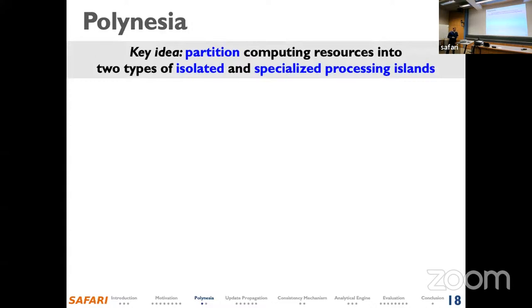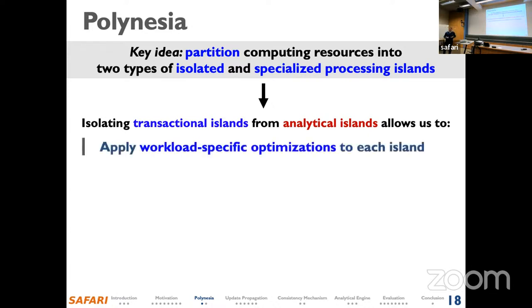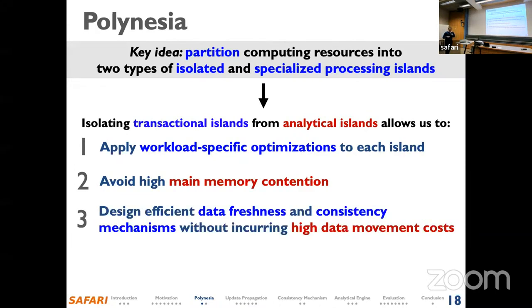So the key idea of Polynesia is to divide resources into different islands, which can be tailored for either transactional or analytical workloads. By isolating transactional workloads into transactional islands and analytical workloads into analytical islands, we can apply specific optimizations to each one of those islands because they are isolated. We can avoid high main memory contention by properly designing algorithms that take advantage of this division. And also we can design efficient data freshness and data consistency mechanisms without incurring the high cost of data movement.